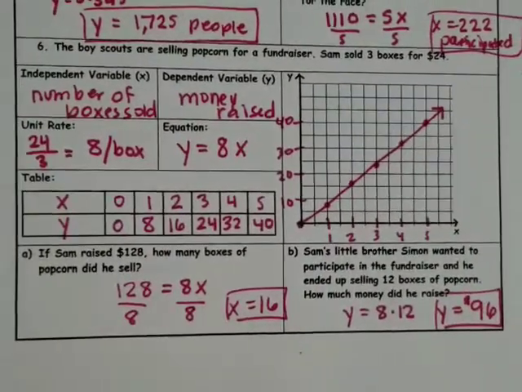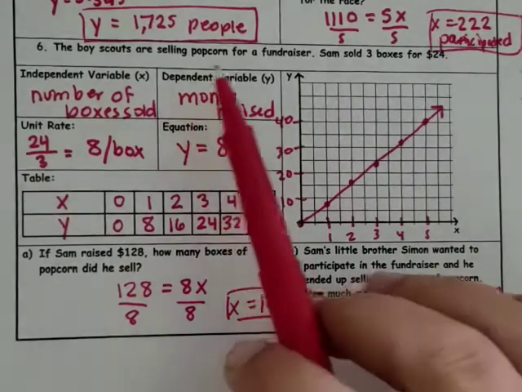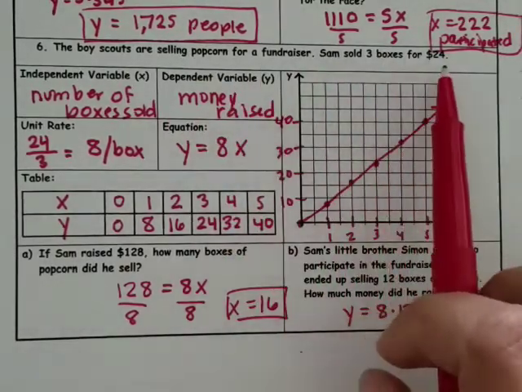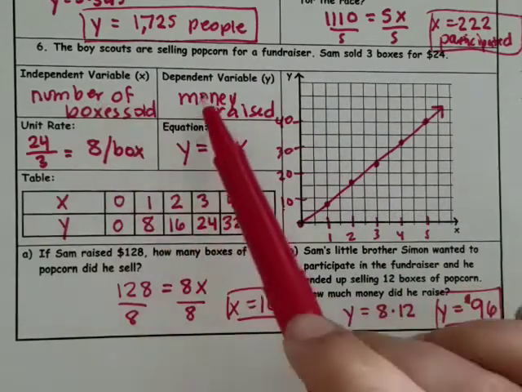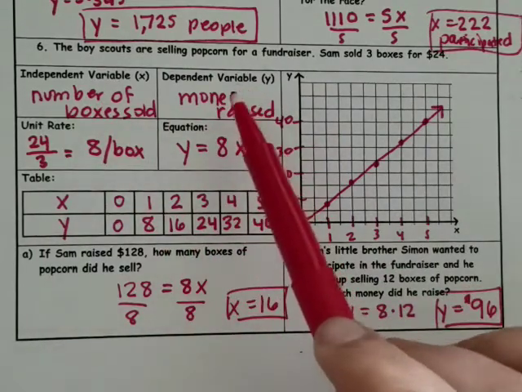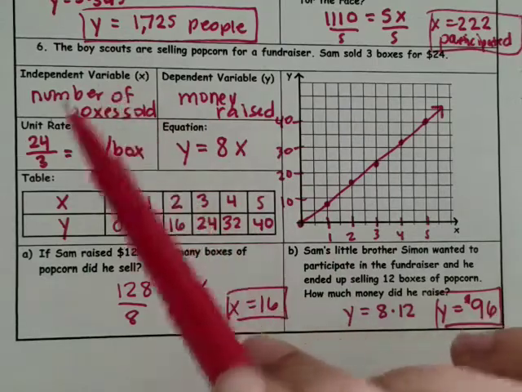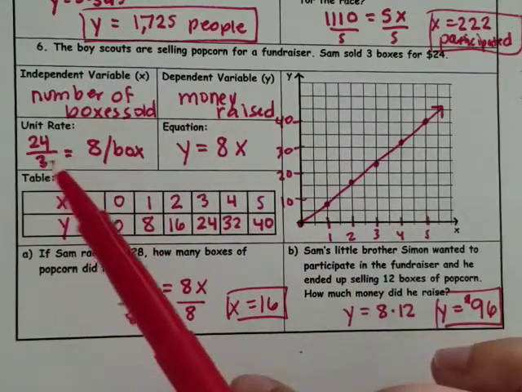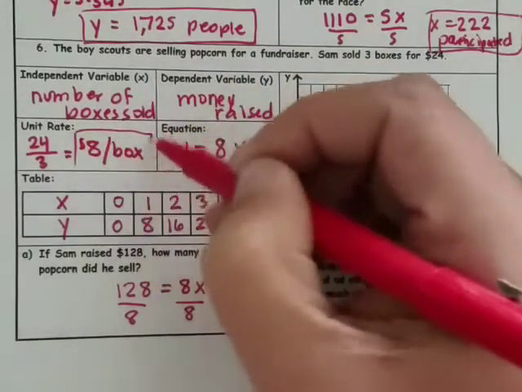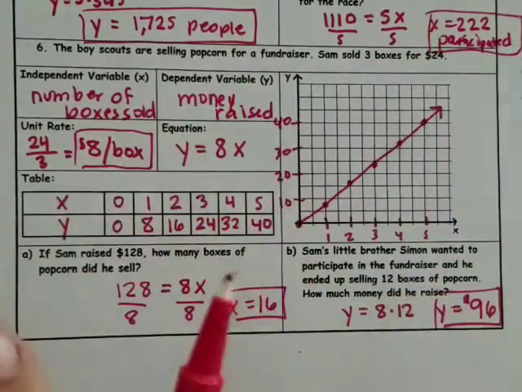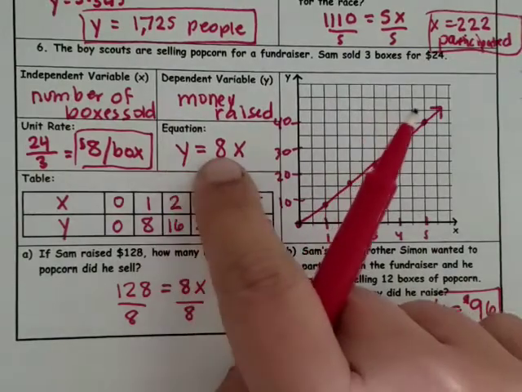And then number 6 is about Boy Scouts selling popcorn. Sam sells 3 boxes for 24 bucks. So the number of boxes sold is your independent. Your money raised is your dependent, because this money depends on how many boxes you sell. The unit rate would be 24 divided by 3, which is 8. So our unit rate is $8 a box. Okay, because remember, you're trying to find it per one item. Your equation would be y equals 8x.